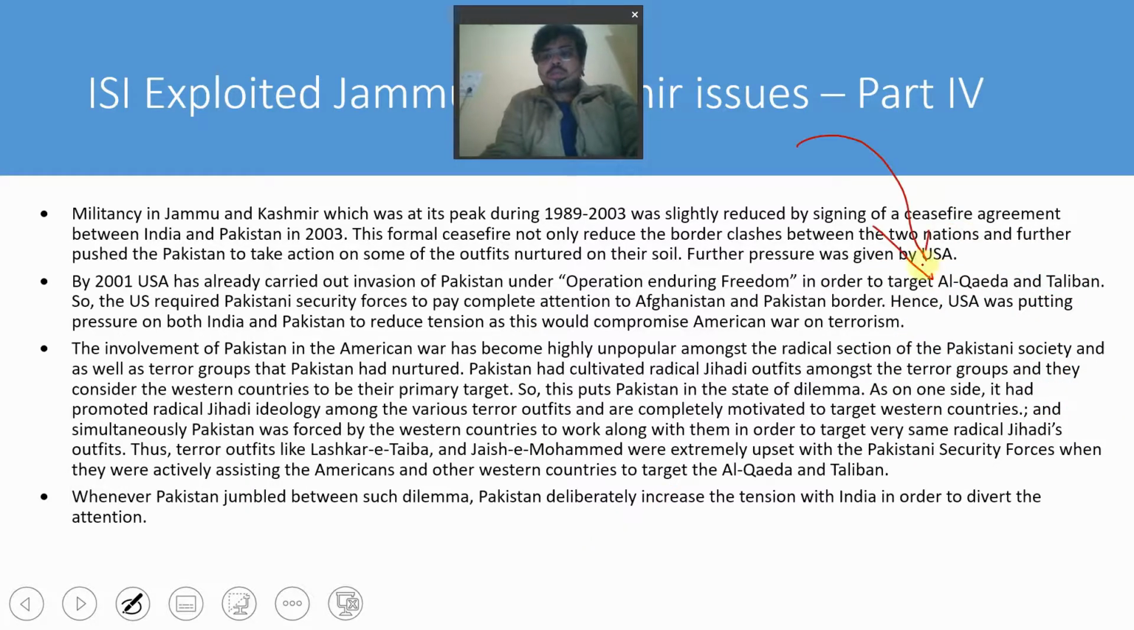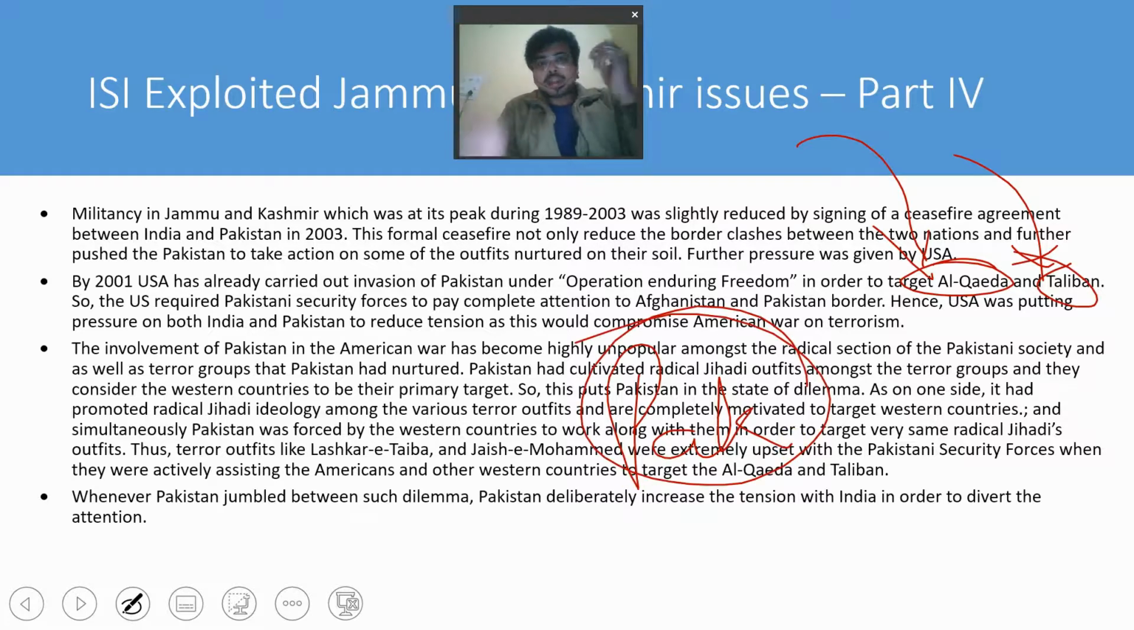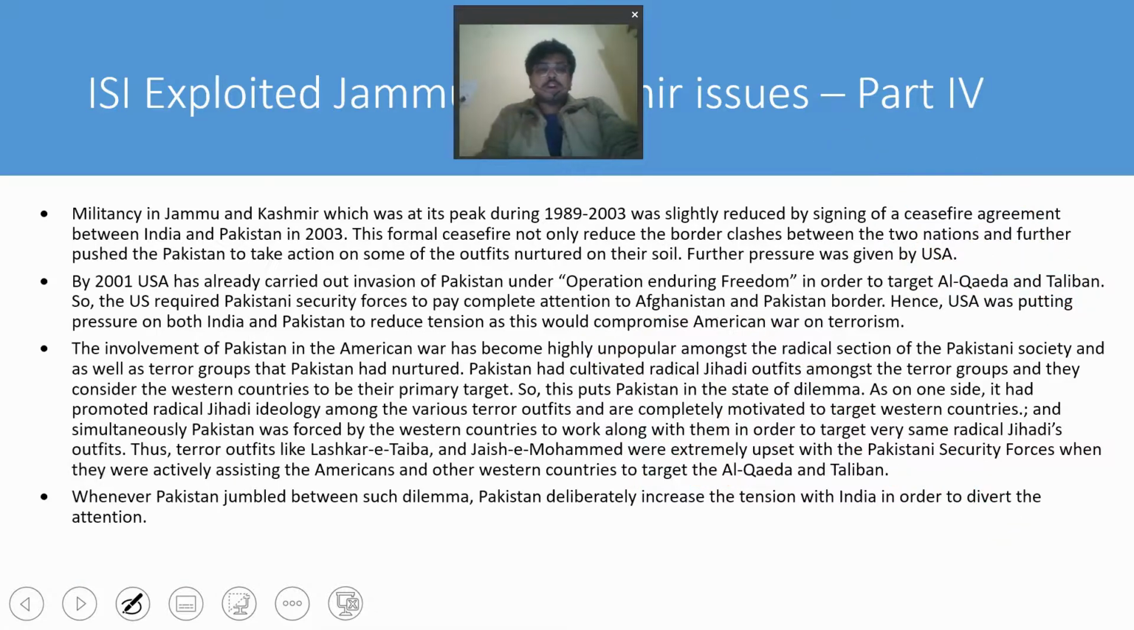USA wanted to counter Al-Qaeda and the Taliban, and Al-Qaeda and the Taliban were getting support from Pakistan, okay, and to divert the attention of the international forum, Pakistan used to attack India. So what happens when Pakistan violates the ceasefire agreement, it will say that India attacked first, and due to these tussles between Pakistan and India, the international attention will be diverted from Al-Qaeda and the Taliban, and this was the strategy that Pakistan used to follow.